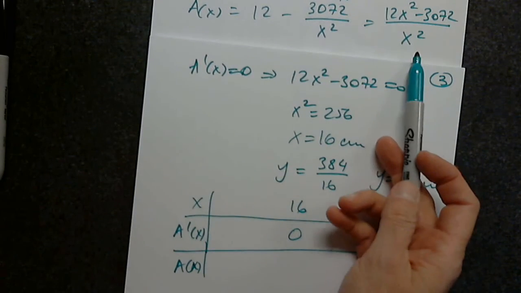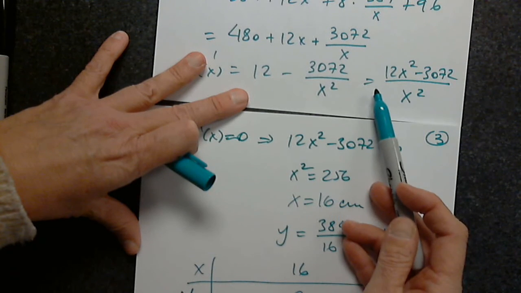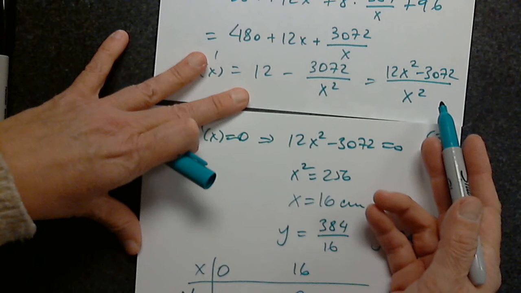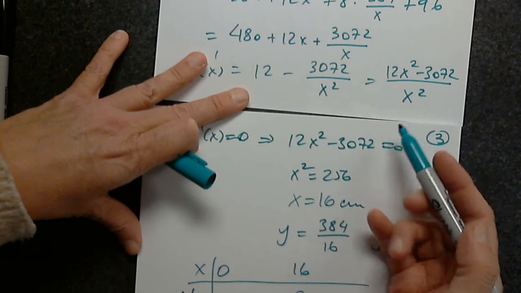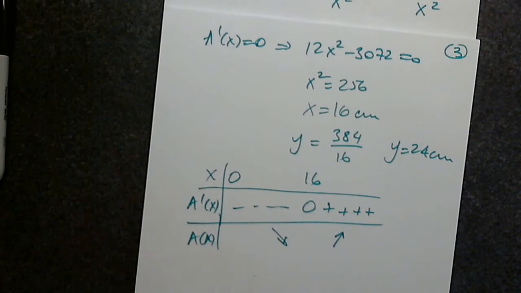So when I study the sign of this expression, when I plug in 0, I get negative. And when I plug in 20, I get positive. So this is typical for a minimum. But I have to show that. I can't get full credit if I don't show it.